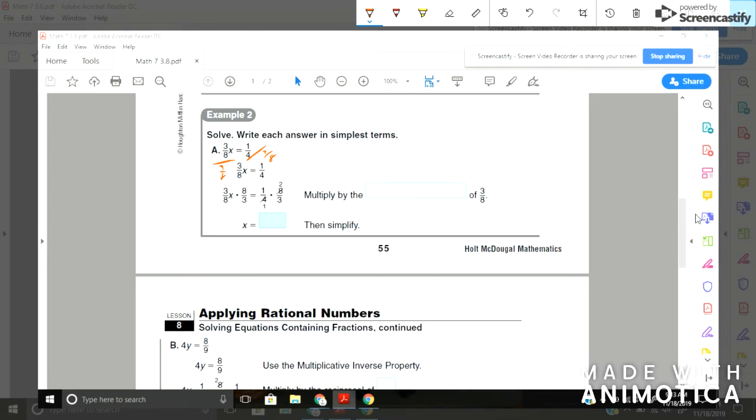Okay, so 3/8 divided by 3/8 is 1. Anything divided by itself is 1. And then I just have to take 1/4 divided by 3/8. Okay, remember now, use the handy dandy little acronym that I gave you last section of keep, flip, flop. Keep the first fraction the same, flip your division to multiplication, and flop this to its reciprocal. So that would be 8/3. Again, multiply by the reciprocal of 3/8, which is 8/3.